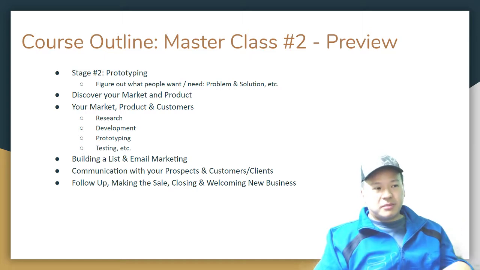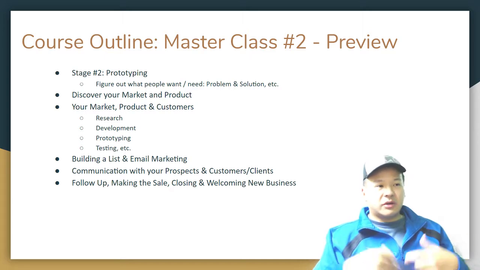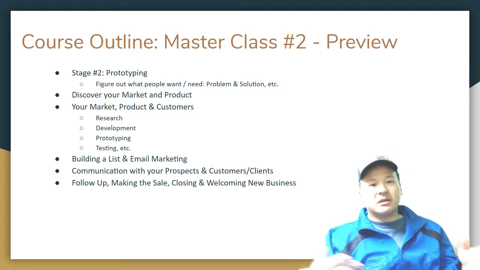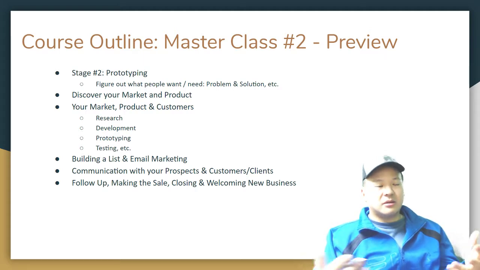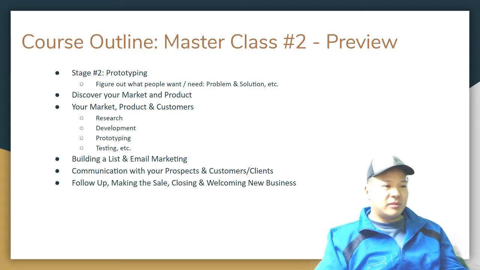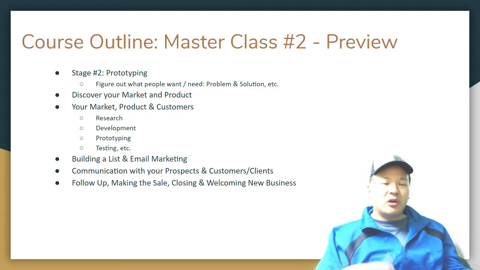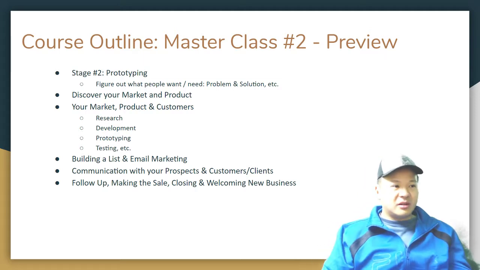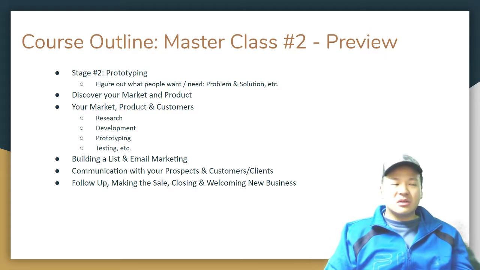So prototyping, stage number two: figuring out what people want, what they need, what the problem is, what your solution is, discovering the market, the needs, the demands. Is there a market? No. Yes. What's the product? Researching it, prototyping it, MVP, all that wonderful, yummy stuff, right? And then who your market is. Do you have a market? Again, what is your product? Who are your customers?